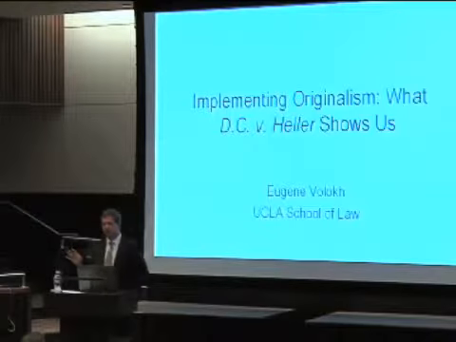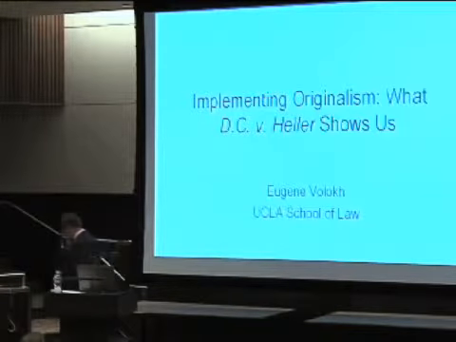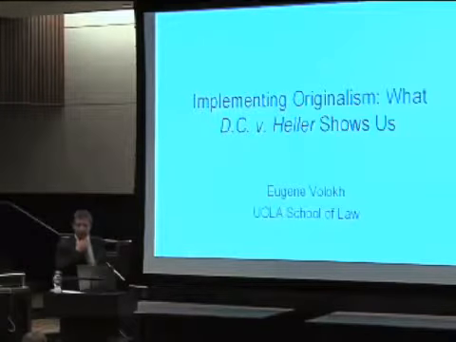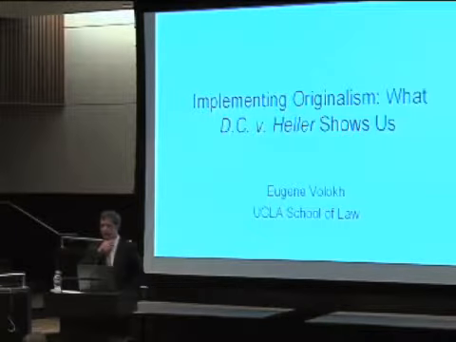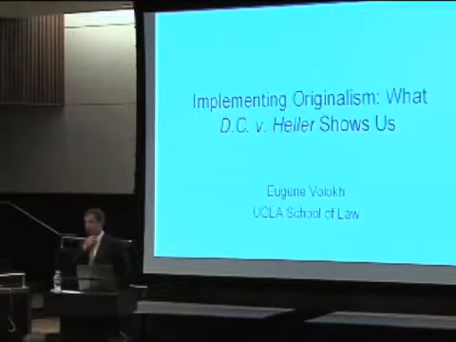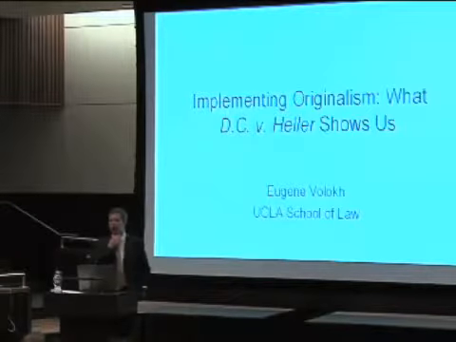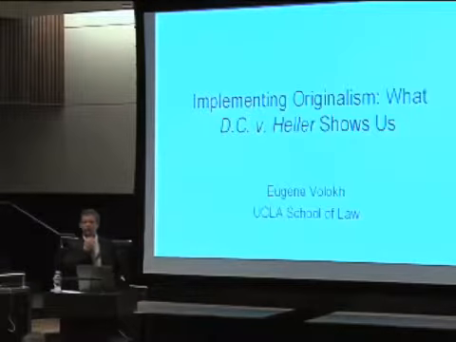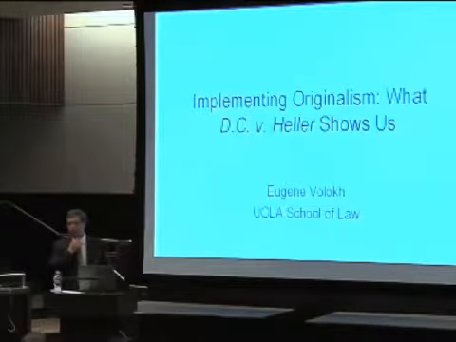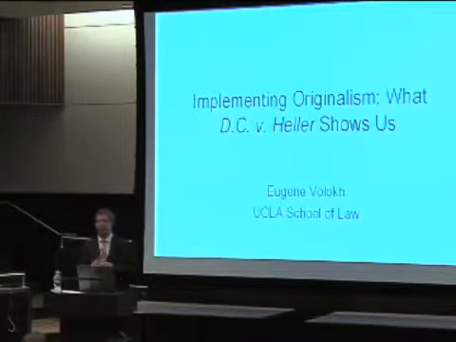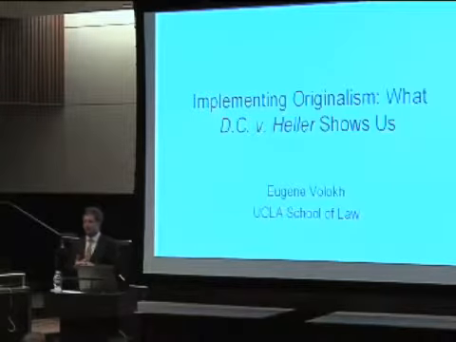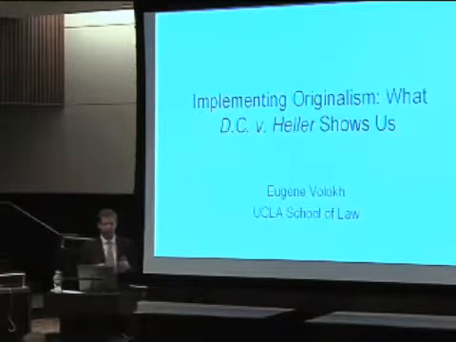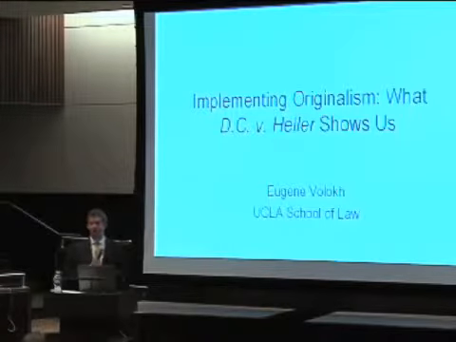Remember, D.C. v. Heller came down earlier this year. It struck down the D.C. handgun ban. D.C. banned all possession, pretty much, of handguns. It required long guns, rifles and shotguns, to be locked up or disassembled. But the main focus was on handguns, and the court, in a 5-4 decision, the 5 conservatives and the 4 liberals, voted to strike that down on Second Amendment grounds.